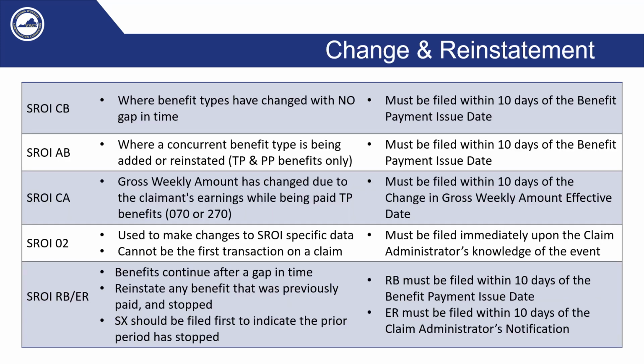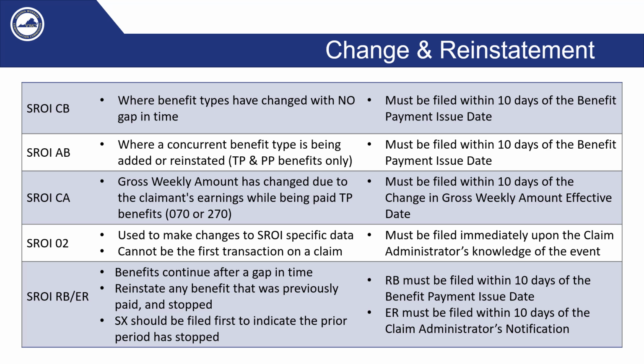Change and reinstatement transactions. The SROI CB is used when a benefit type changes and there is no gap in time. It must be filed within 10 days of the benefit payment issue date. The SROI CB is used when a concurrent benefit type is being added or reinstated. The transaction must be filed within 10 days of the benefit payment issue date of the benefit being added or reinstated.